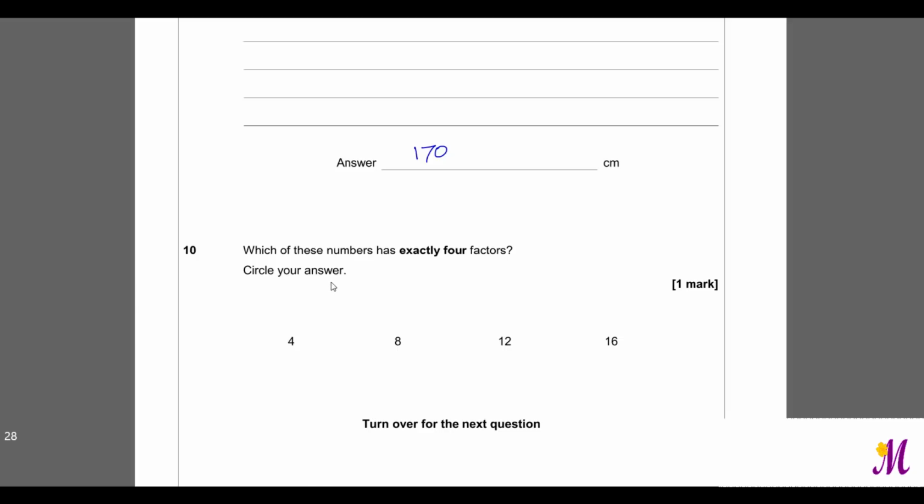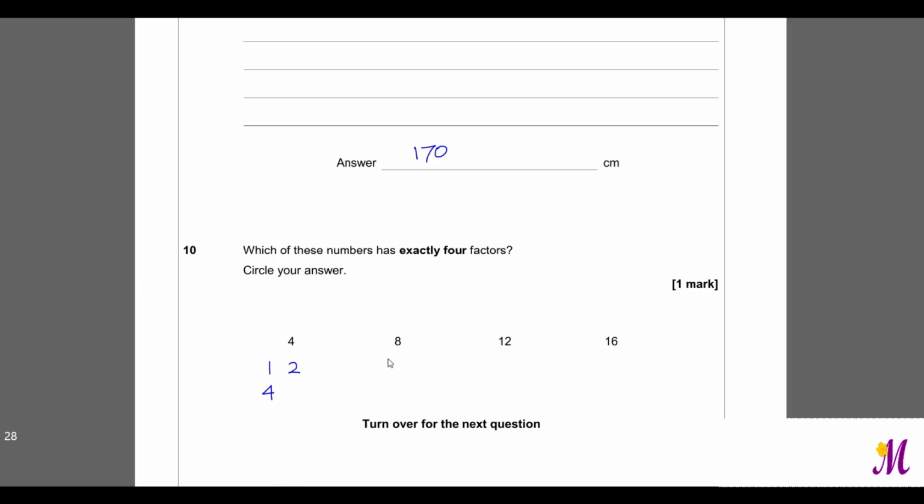Question 10. Which of these numbers has exactly 4 factors? Circle your answer. To find the factors, let's see this number 4. So we have 1 and 4. 1 times 4 makes 4, so 1 and 4 are the factors of 4. And then we have 2. 2 times 2 is 4, so 2 is a factor of 4. So 4 has 3 factors, which are 1, 2, and 4.